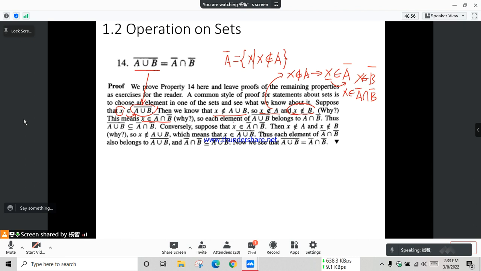So each element, if it belongs to this, then it belongs to this, because if x belongs to this set, then x belongs to this set.